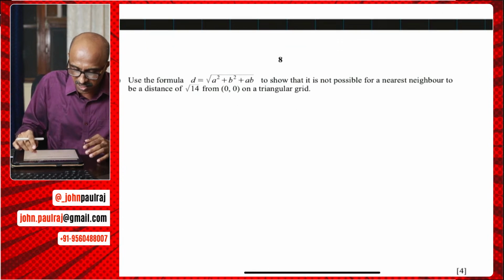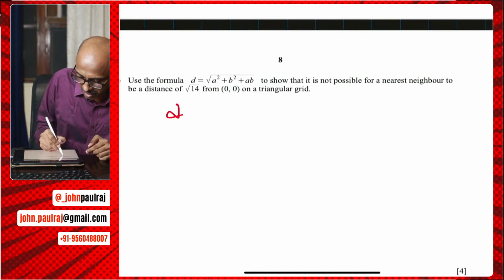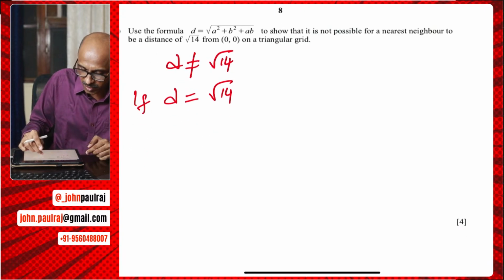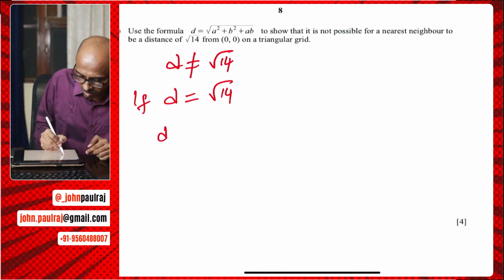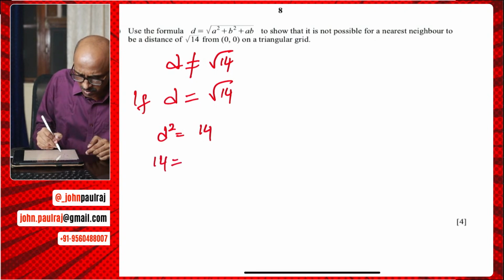So let's try it this way, the contradictory way, all right? We need to prove that d is not equal to root of 14. So if d is equal to under root of 14, that's the proof by contradiction, because you're using the formula, right? Then d square must be equal to 14. In other words, we are saying 14 must be equal to just that term under the square root, which is a square plus b square plus ab.